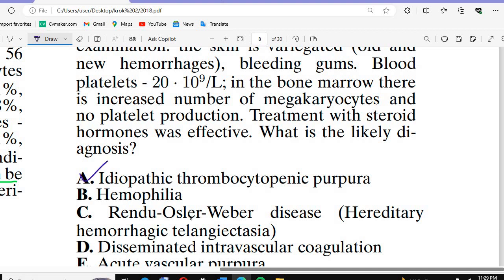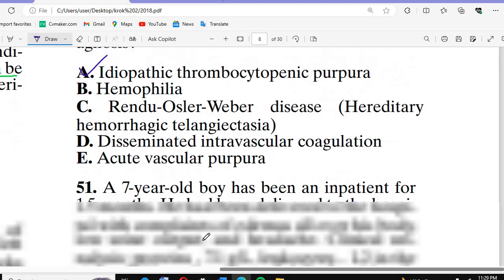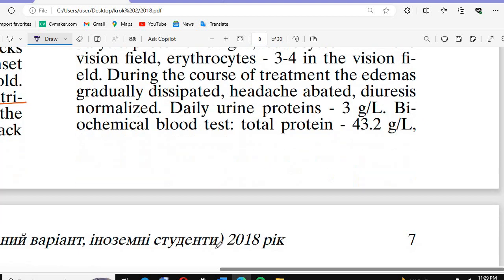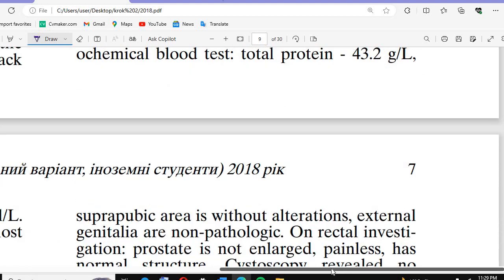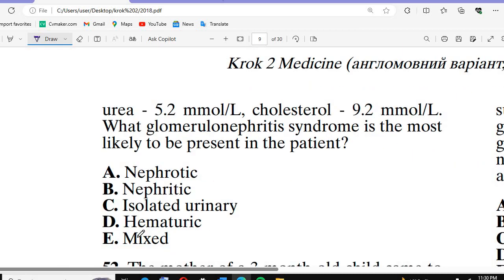This question we already discussed: there is an increased number of megakaryocytes and no platelet production. No platelet production, increased number of megakaryocytes. So what is that? ITP, idiopathic thrombocytopenic purpura. This is what? Nephrotic syndrome.